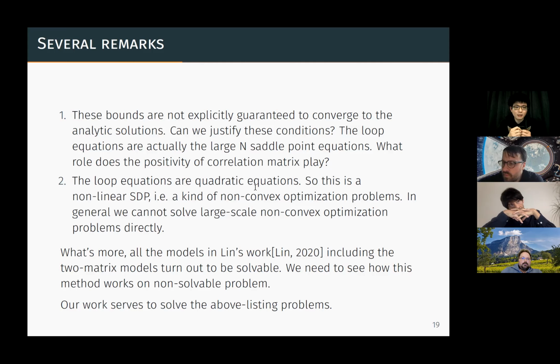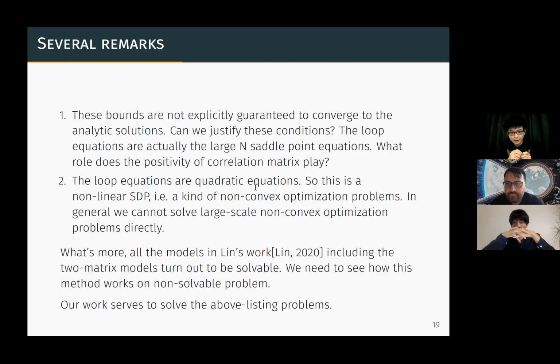The second remark is that these loop equations, different from the single variable bootstrap, are quadratic. In this way, the quadratic equalities are non-convex. So this is generally a non-linear SDP. But in this case, because the problems are pretty simple, we can solve them. But generally, we cannot solve a large-scale non-convex optimization problem. So this must be a problem when we consider more complex models.